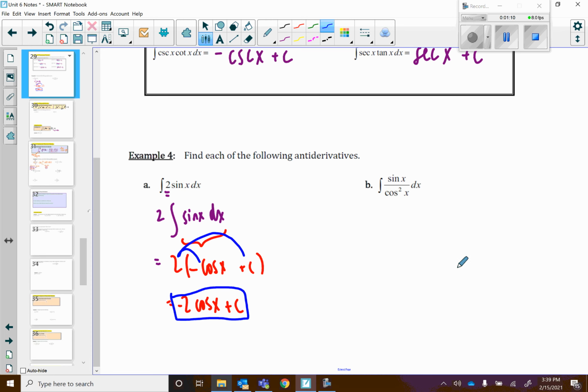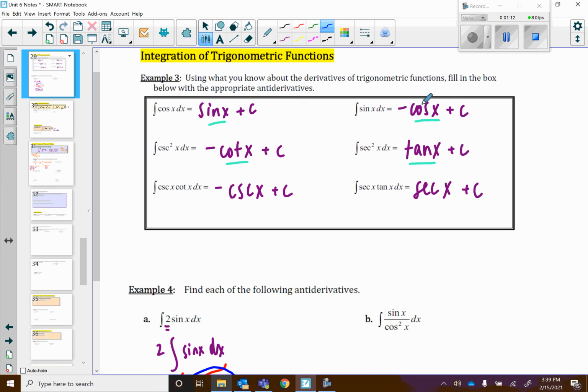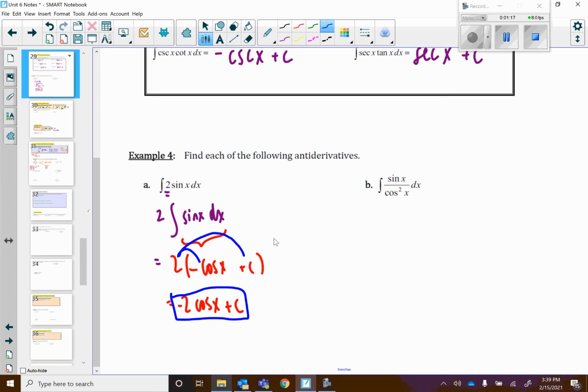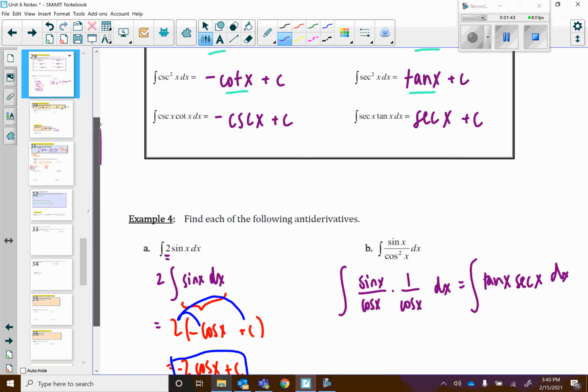So the second one, unfortunately, isn't exactly one of our original functions. So we have to do a little bit of work here, and that work involves simplifying our trig identities. So I look at this and I think, well, I could write this as sine x over cosine of x times 1 over cosine of x. Sine over cosine is really tangent. 1 over cosine is really secant. And now look what we have.